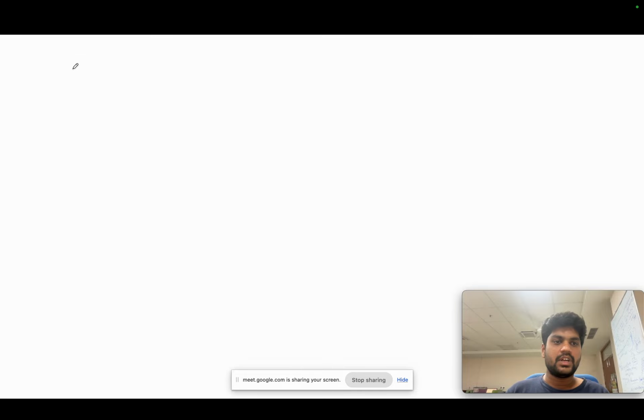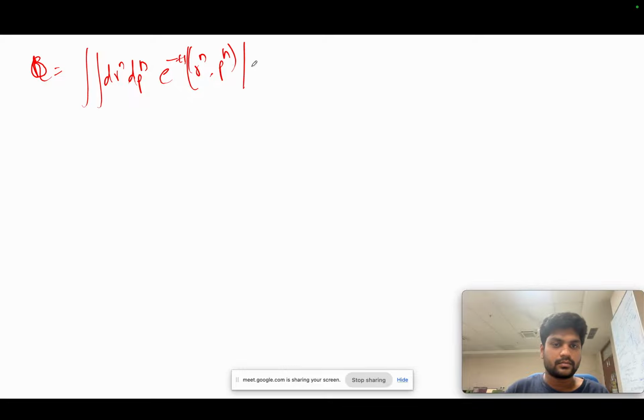So once we are done with the ergodic hypothesis, what we have is the partition function. I can call the partition function... the term which we are getting here, H of r comma n, is nothing but the total energy of the system.